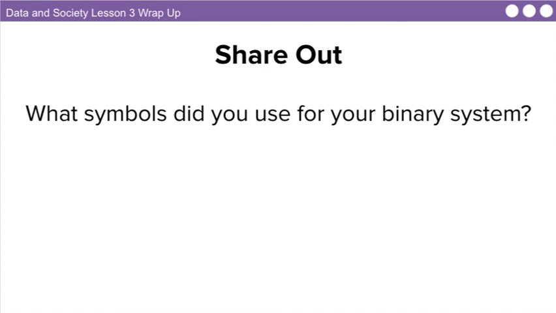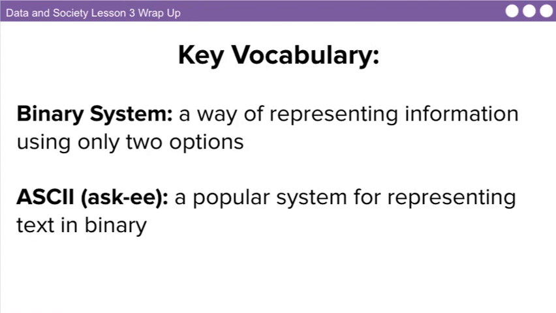So what symbols did you use for your binary system? We would share this out in class, but since you're not going to be in class, you can ignore this and are going back over our key vocabulary for this lesson. We have binary system and ASCII. And a new one that is not on here, which is bit, which is a single piece of binary information.